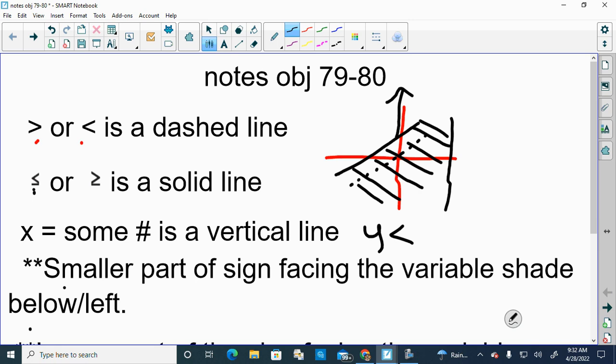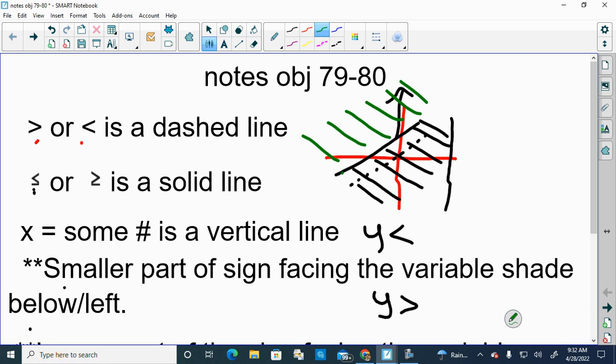So when the bigger part of the sign is facing the y, so if you have this, okay, the bigger part, then that means we would shade up above. Okay, so this is my line, the bigger part of the y is going to be going up above. Okay, so that would be that.